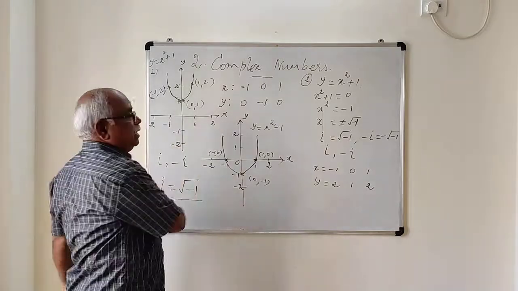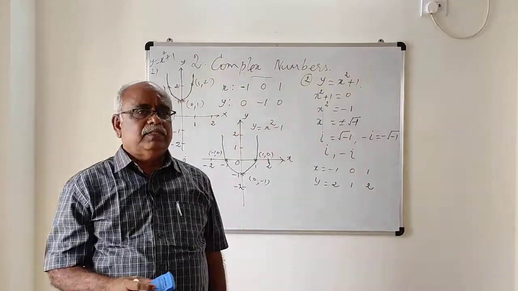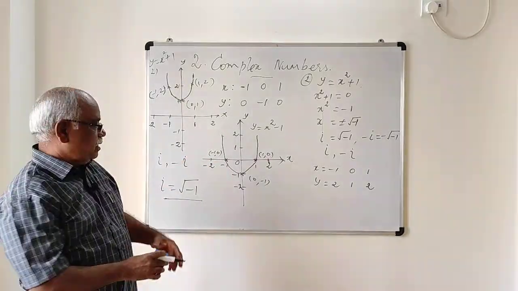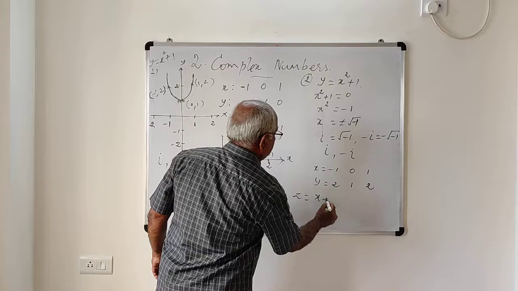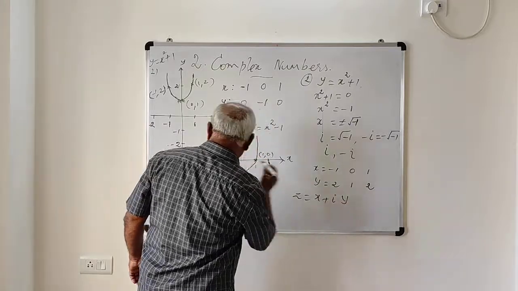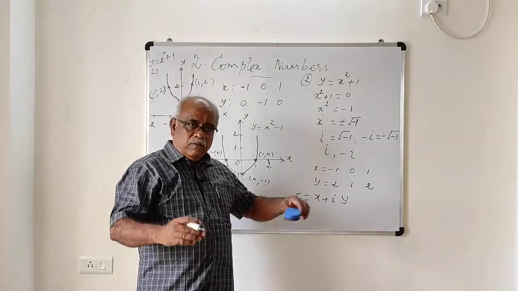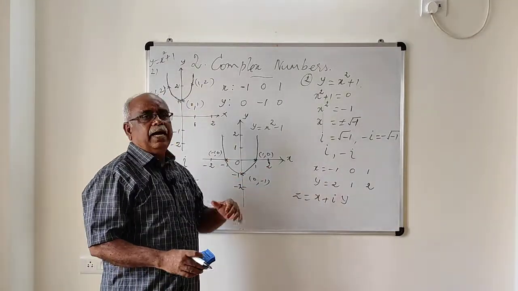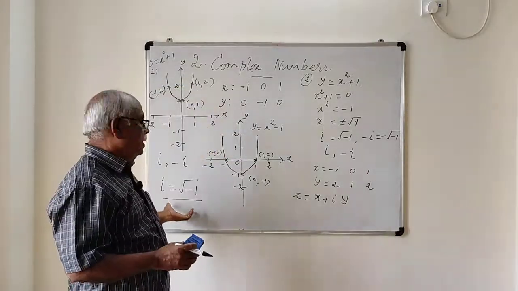And this i we represented in our complex numbers, x plus iy. That is a complex number. We expressed already x plus iy. This i is the square root of minus 1. And from this idea we will continue, to find the powers of i, in the next video.